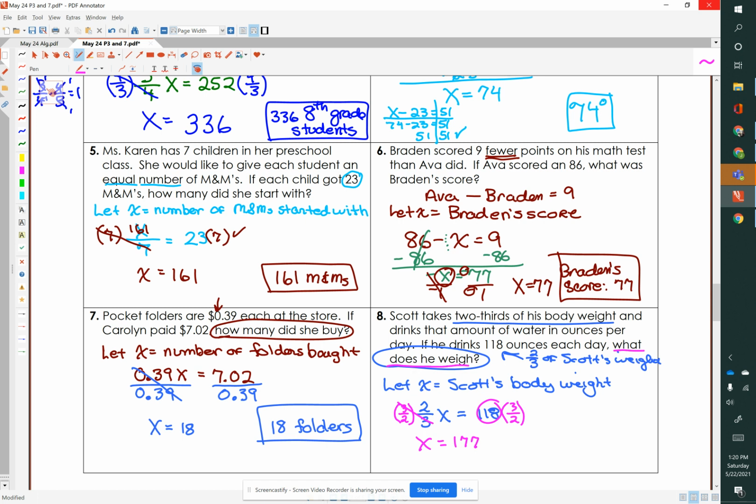He doesn't weigh 177 ounces. That would only be a handful of pounds. What he weighs is 177 pounds because he's drinking an ounce of water for every pound he weighs. So he weighs 177 pounds. Be very careful because this is a tricky question. I know you'd be very tempted to answer it in ounces, but we don't. We're going to answer this in pounds.